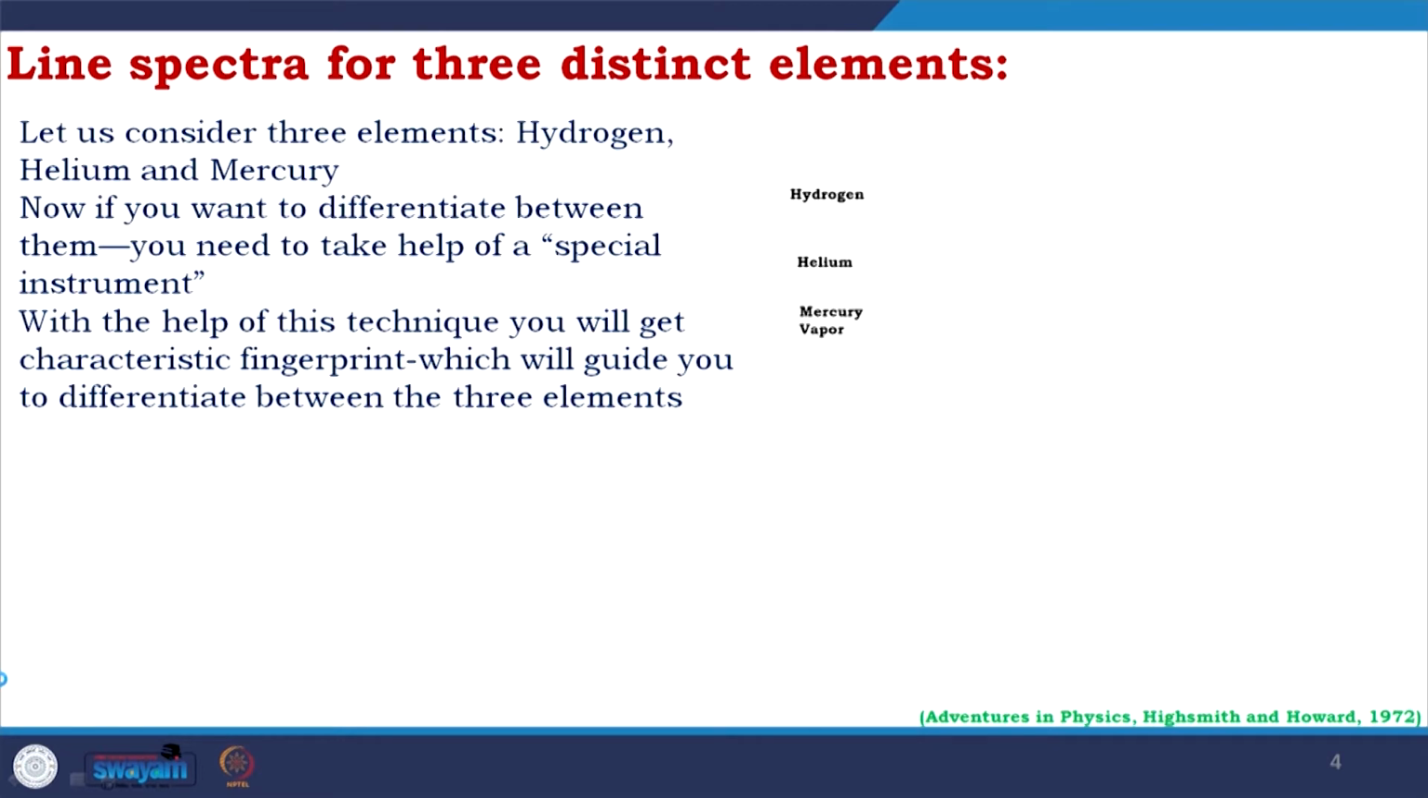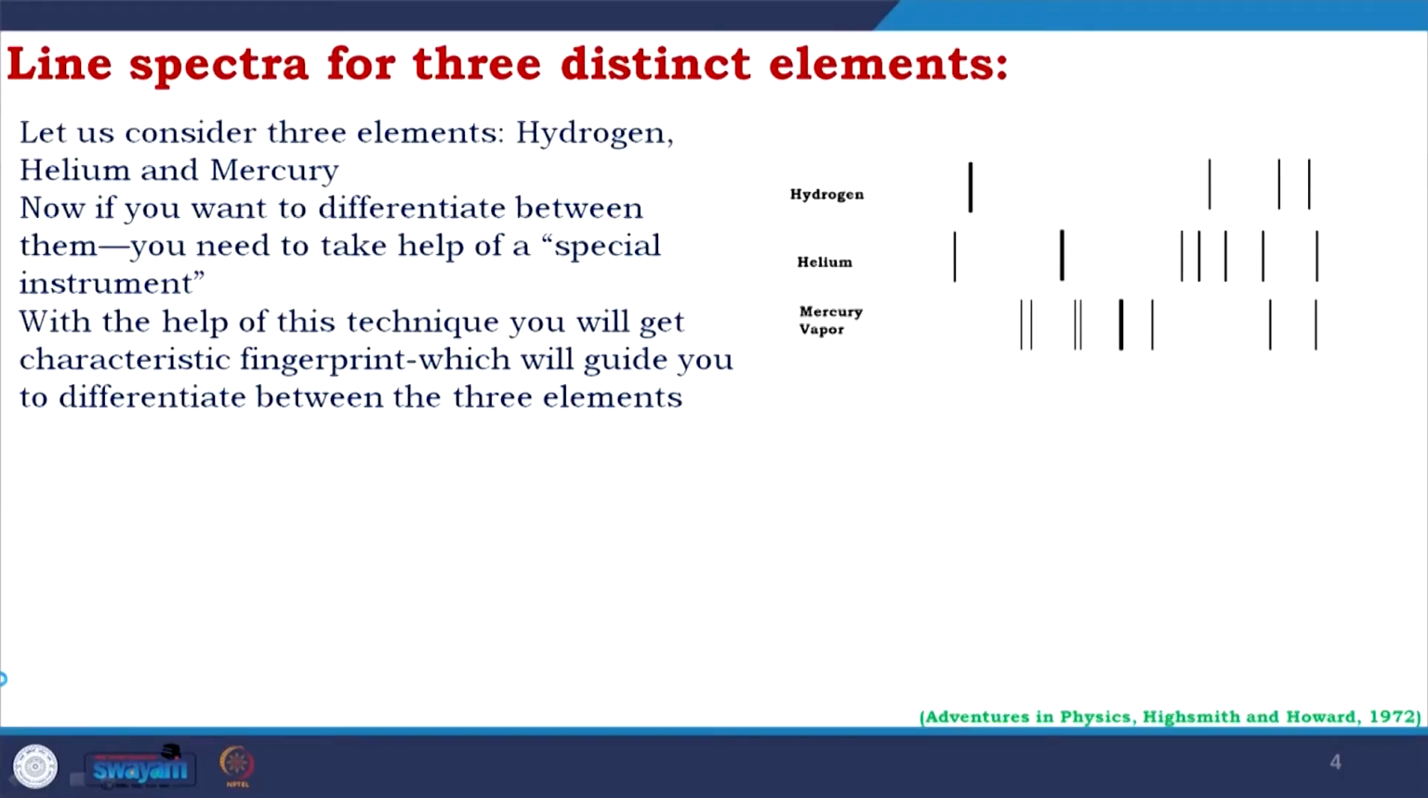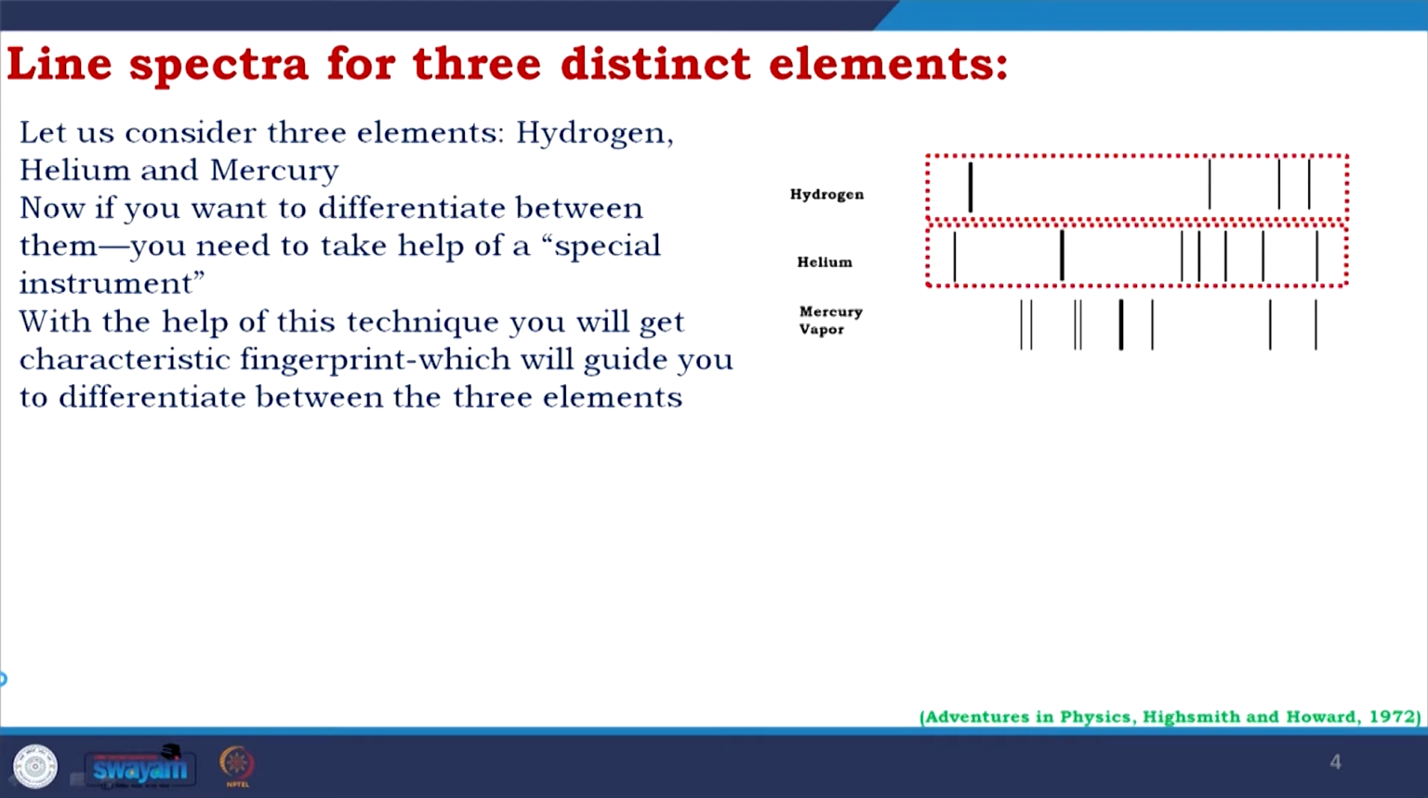As I told, these have gone through an experimental process using a special instrument. When you see, to your surprise, you see that there are lines, and these lines are different for hydrogen, helium and mercury, the pattern of the lines. You see, this is the pattern of the line for hydrogen, this is the pattern of the line for helium and this is the pattern of the line for mercury.